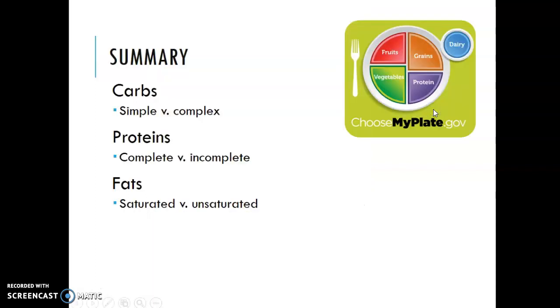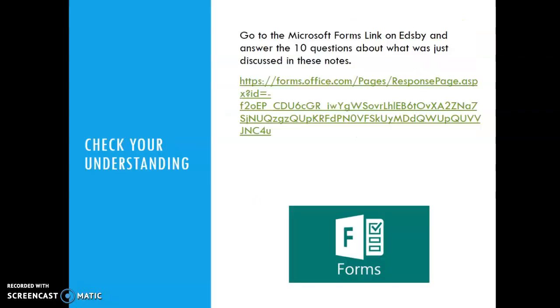All right, to sum it up, we have two types of carbs, simple and complex. We want to consume the complex carbs. Two types of proteins, complete and incomplete. Both are good. Mainly, we want to be eating lean proteins, but you have to be careful with the incomplete proteins, getting all of your essential amino acids. And then fats, saturated versus unsaturated. We want to be consuming those unsaturated fats. And we do need all of these in our diet. We should be eating a balanced diet that includes all of these macronutrients that our body needs.